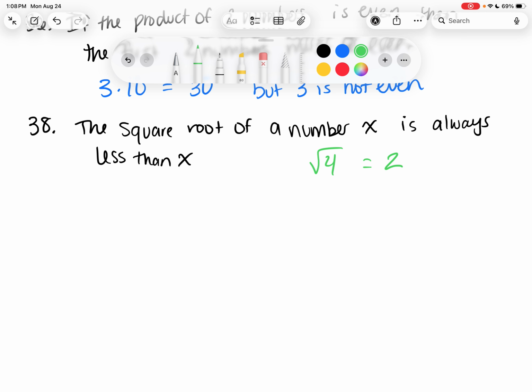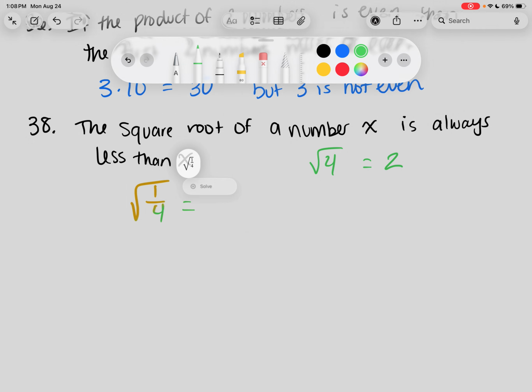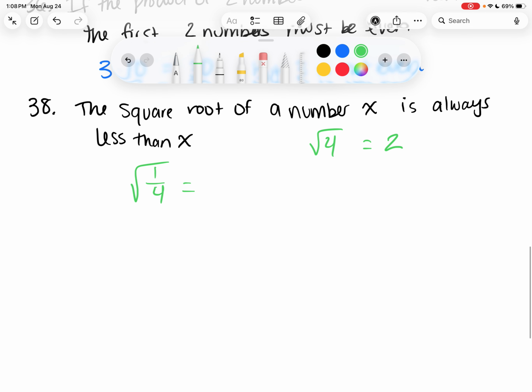How about a fraction? Let's make this into a fraction. Let's say the square root of 1/4. So square root rules then tell me that this would be the square root of 1 over the square root of 4. We've already talked about these. What's the square root of 1? What's the square root of 4? 2.